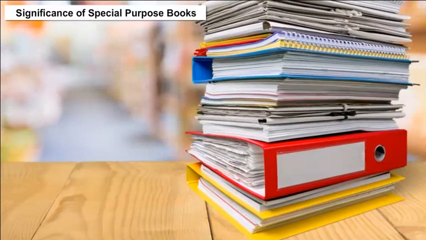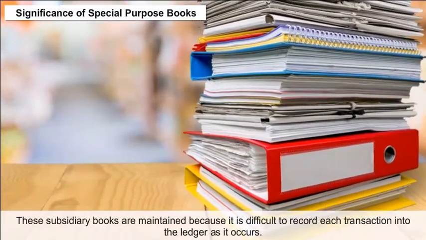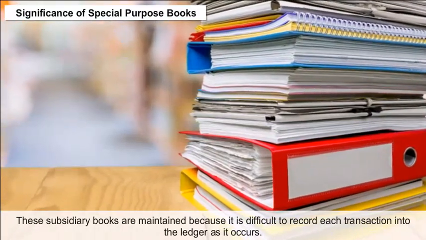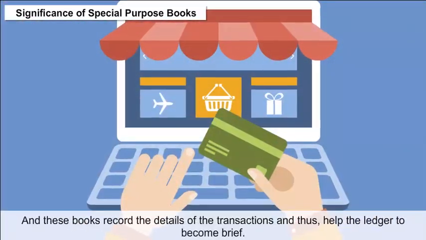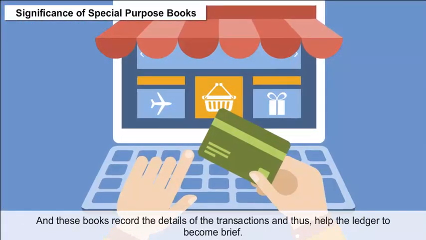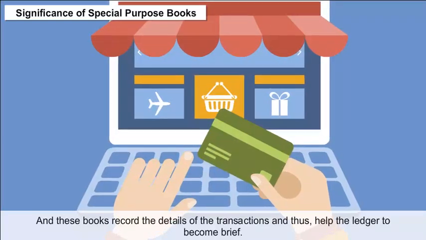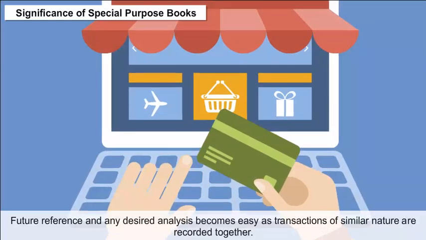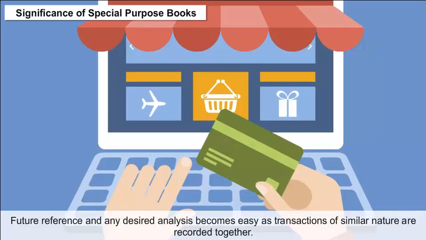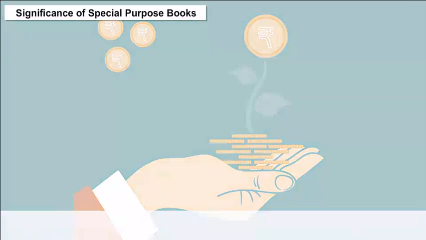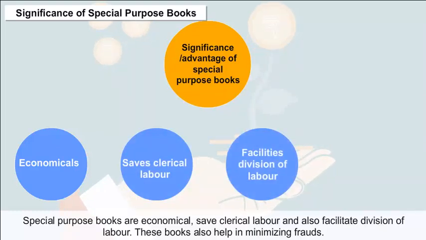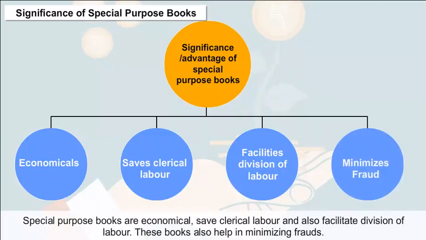Significance of special purpose books. These subsidiary books are maintained because it is difficult to record each transaction into the ledger as it occurs. These books record the details of the transactions and thus help the ledger to become brief. Future reference and any desired analysis becomes easy as transactions of similar nature are recorded together. Special purpose books are economical, save clerical labor, and also facilitate division of labor. These books also help in minimizing frauds.